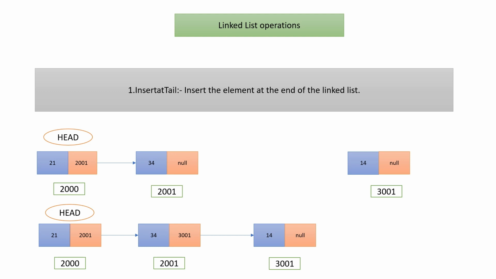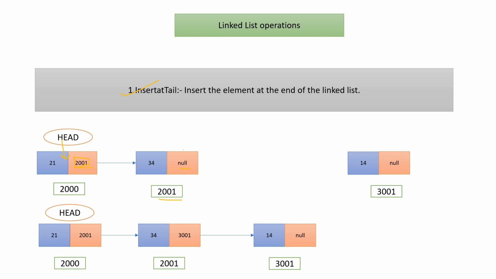The first linked list operation is simple. We just include our newly created node in the linked list at the end of the linked list. So initially our linked list looks like this. Our head points at this node, and it stores the address of the next node, which is 2001. It saves the next node address, and our next node is 32, and it doesn't have any node to point to, so there is a null.